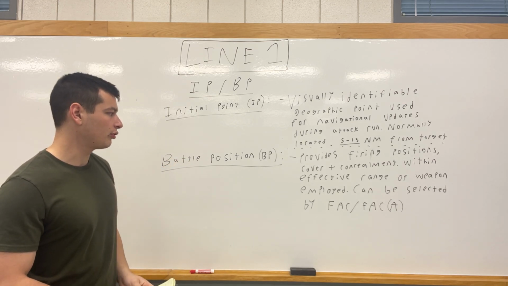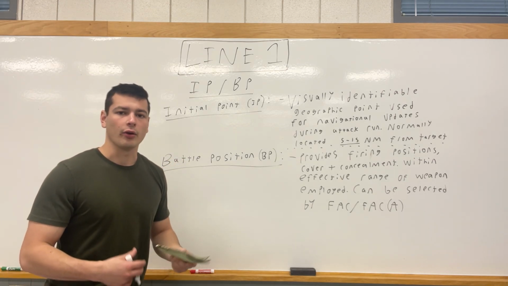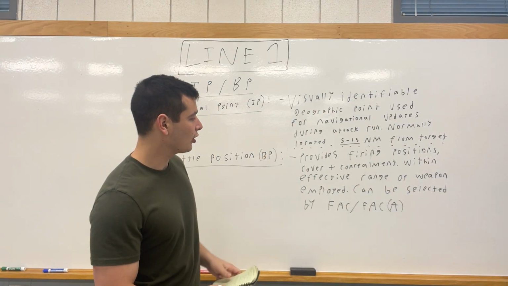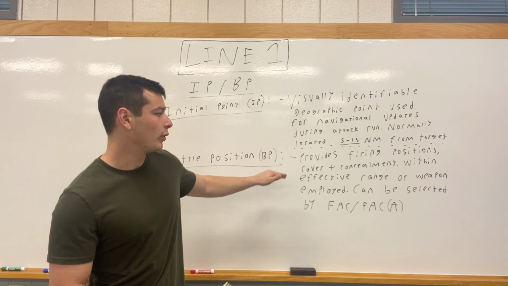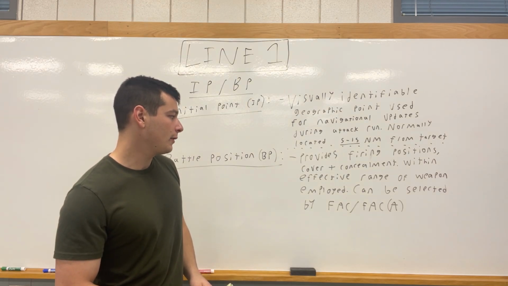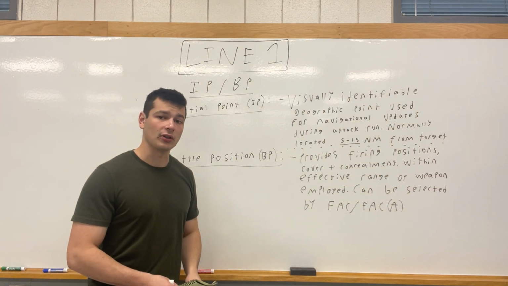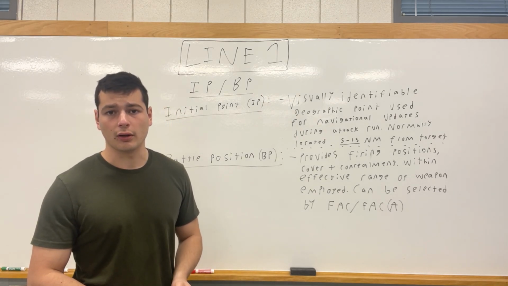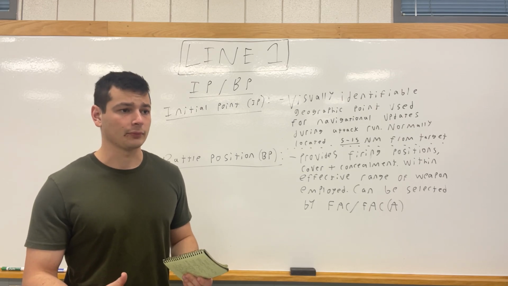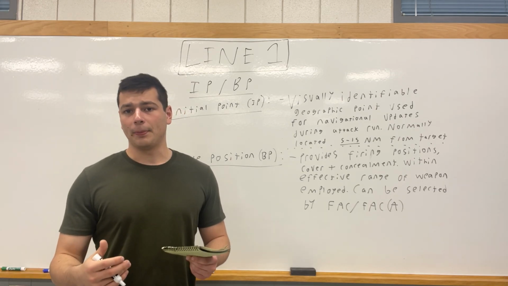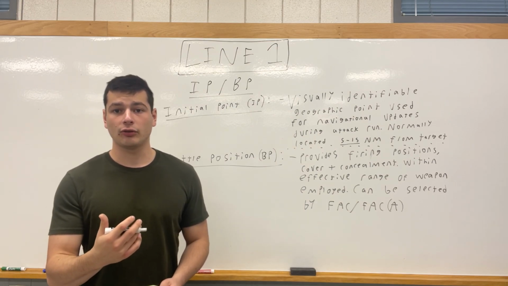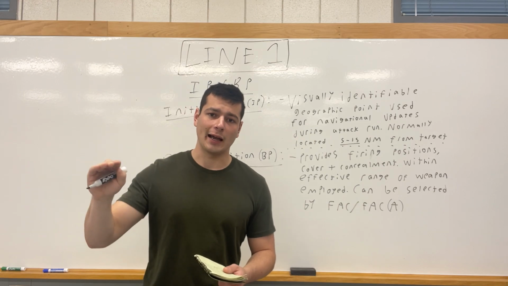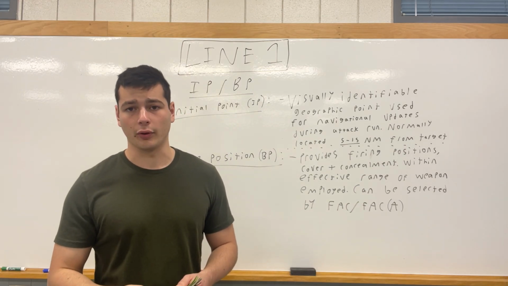The other option is your BP, or battle position. This is more typically used for your rotary wing aircraft, your attack helicopters. So a BP provides firing positions, cover and concealment, and it is within the effective range of the weapon being employed. Oftentimes your battle position is going to be selected by your forward air controller because they typically have a greater understanding of those aircraft's capabilities and tactics in terms of maneuvering. So for battle positions, think buildings or mountains or hills, something that a helicopter would be able to duck behind as it's engaging the target in order to provide it cover and concealment.